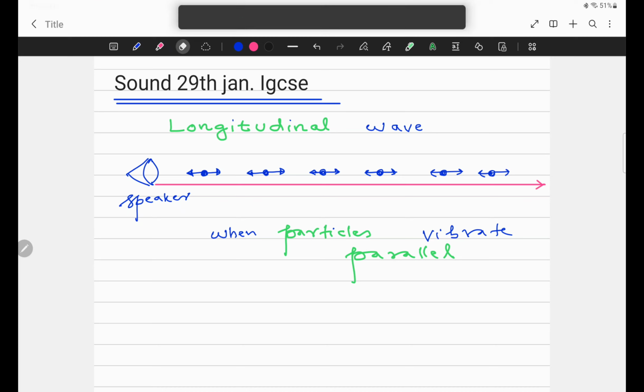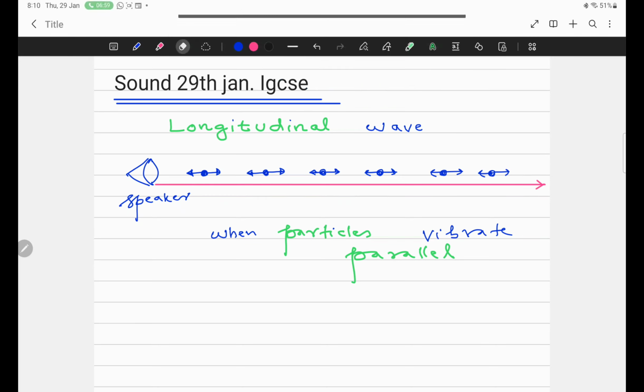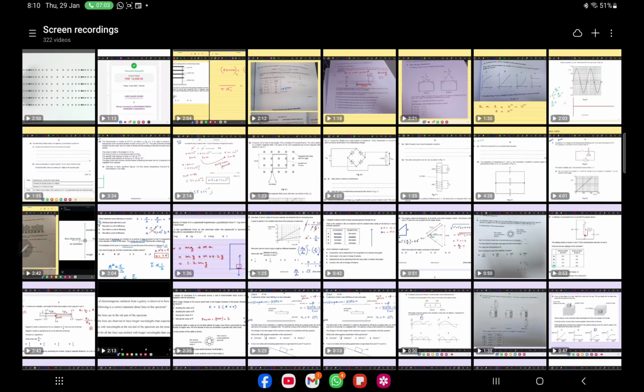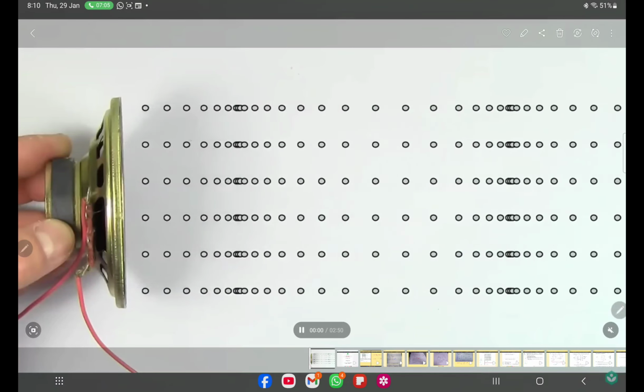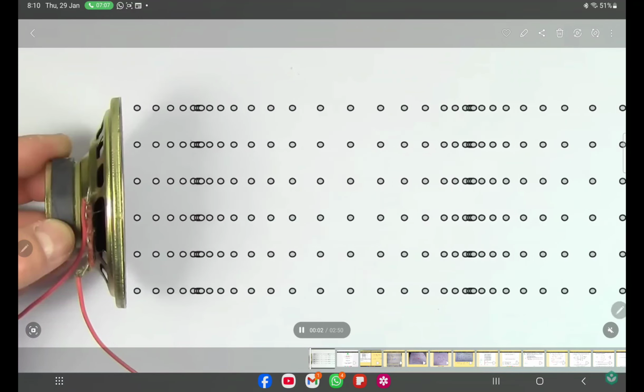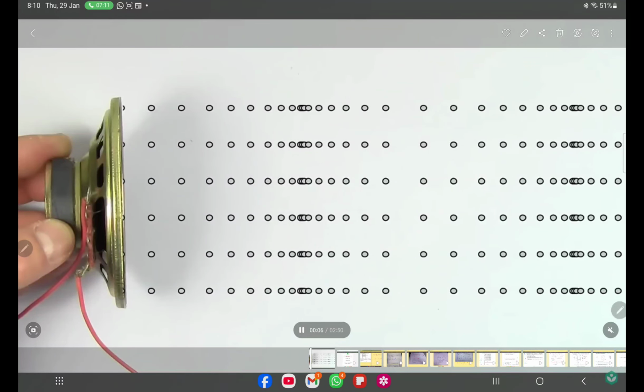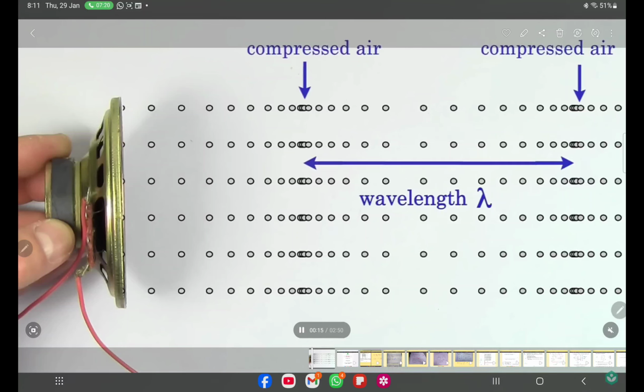As well as when these particles vibrate parallel, I should show you an animation in which particles are vibrating parallel. You can see, this is a loudspeaker. This speaker is producing sound wave traveling towards the right hand side, and these particles are moving parallel with the sound wave. And in this static diagram, you can see these particles are very close to each other.